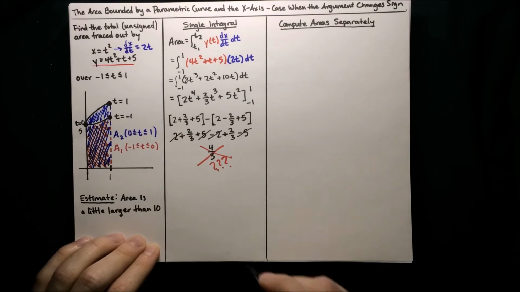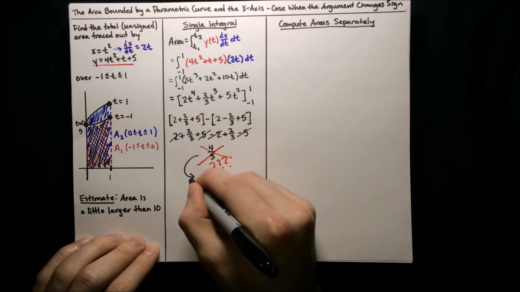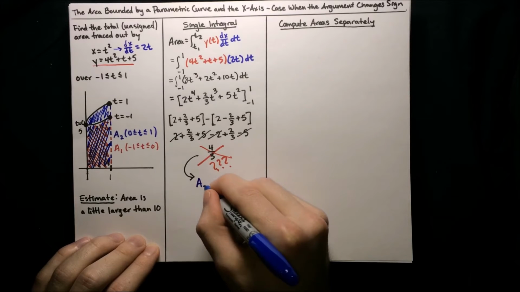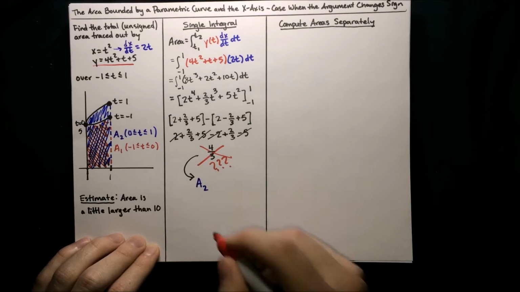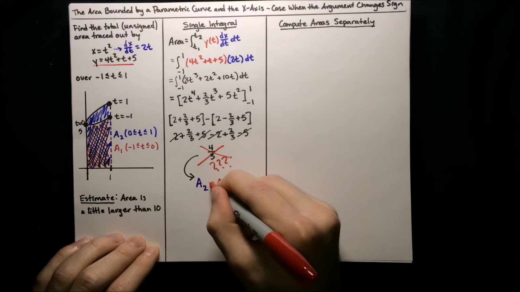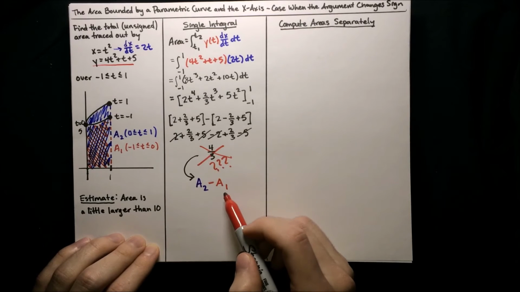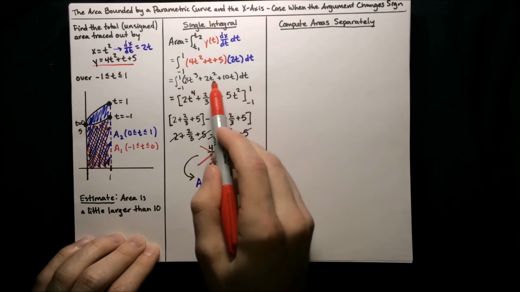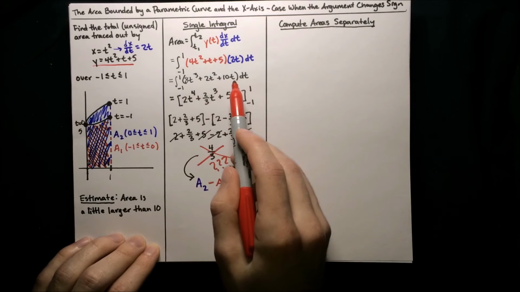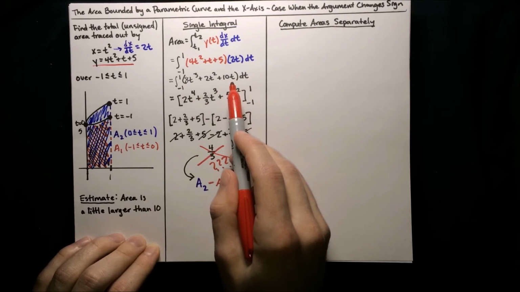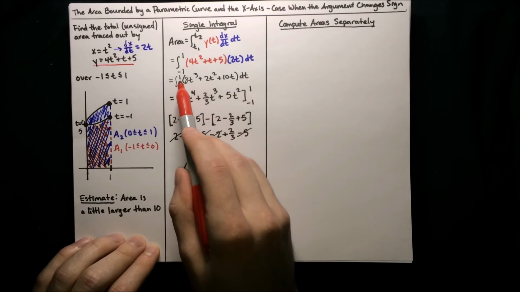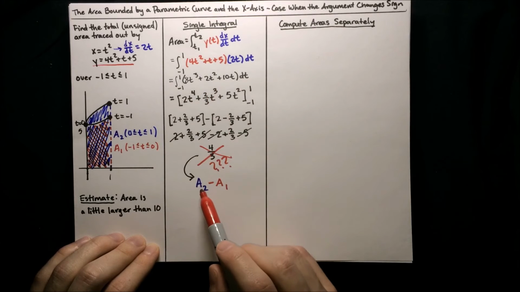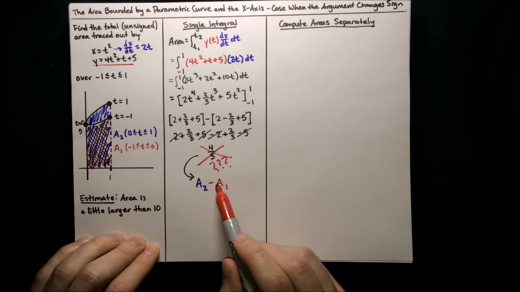It turns out that this result is actually the difference of areas. This is just the top area, area 2, minus the bottom area, area 1. And the reason why this happens is because of this expression inside of the integral. This expression changes sign when t is 0, and that's within the region of integration, which ends up causing one of the areas to have a different sign from the other.